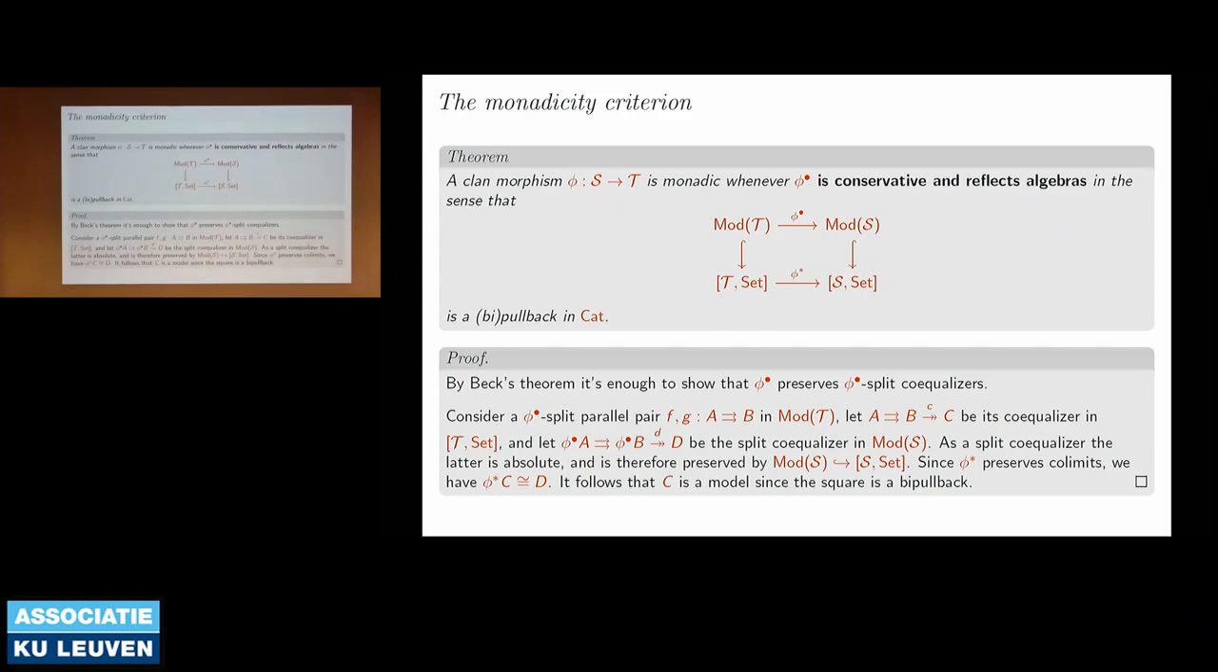So here it is, that's the criterion. A clan morphism, phi from S to T, is monadic whenever the forgetful functor between models is conservative and reflects algebras, in the sense that this square that we saw earlier is a pullback or a bi-pullback. And it doesn't matter if you say bi or not, because the vertical maps are isofibrations. So strict pullbacks are automatically pseudo pullbacks and bi-pullbacks.